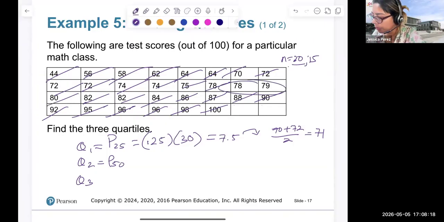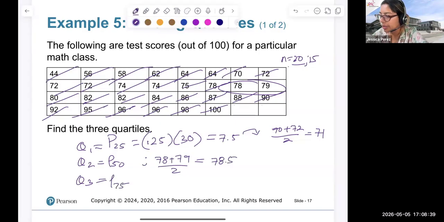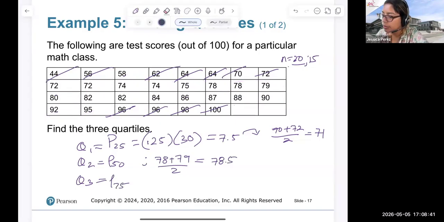So the median would be between 78 plus 79 over 2. So the quartile 2, we have 78 plus 79, 157. So it's 157 divided by 2, 78.5. And quartile 3, it's 0.75, or the median of the other data.